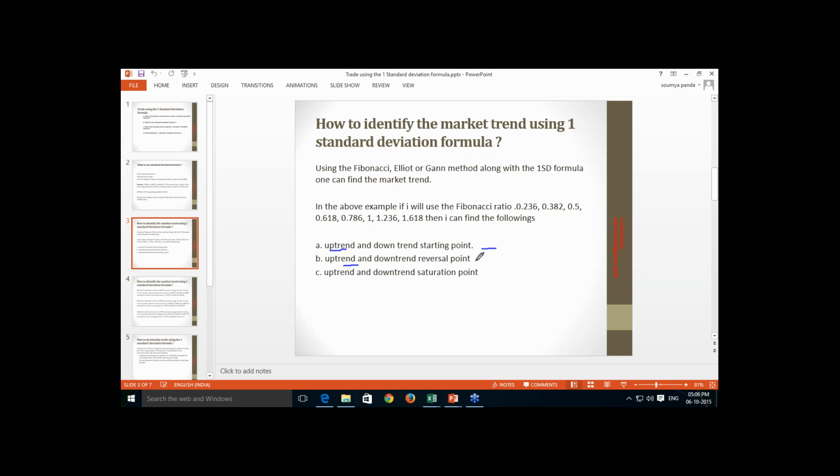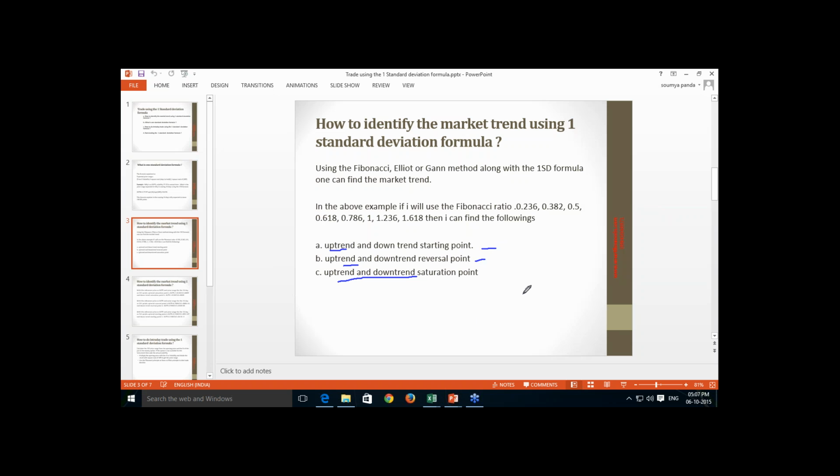Uptrend or downtrend will give a reversal. Uptrend and downtrend will have a saturation. So these are the three things we require to be a successful trader. Our analysis has these three objectives. Whatever method you follow, Fibonacci, Elliott, Gann, 1SD formula, your objective is confined to these three things.